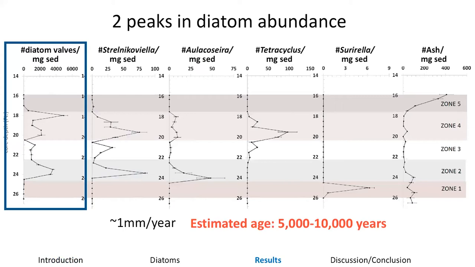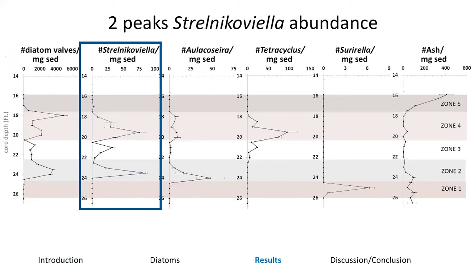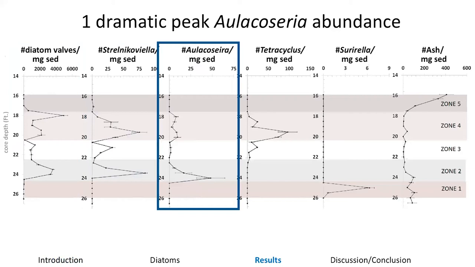So now we're going to move on to the next graph. We have number of Stronocoviella per milligram of sediment. And we can see that there are two peaks of this abundance and that the bottom one seems to correlate with the total diatom abundance, while the top peak is more offset. Then we have Alakasaira. One dramatic peak of Alakasaira, though it does exist significantly at the top of the core as well. And again, that bottom peak seems to be correlated to that first peak along the other two graphs as well. Number of Tetracyclus.